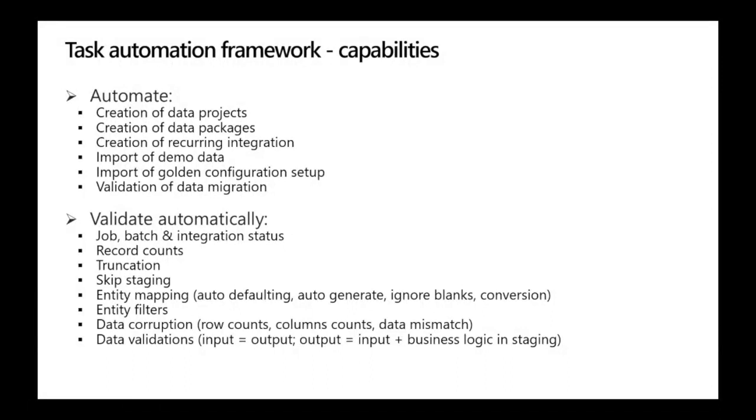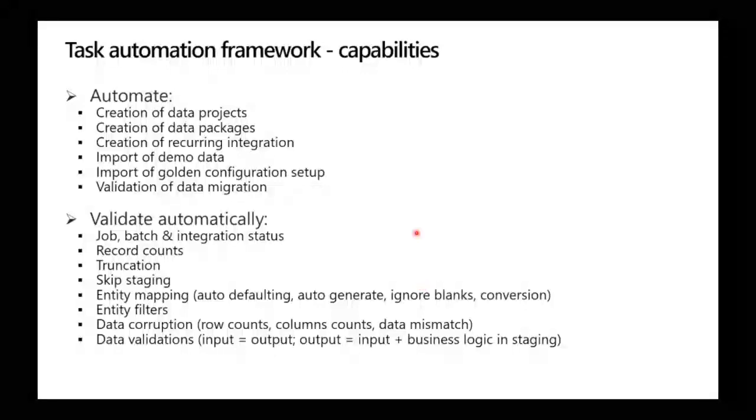We do have a lot of ideas of what we want to make sure into the future, typically more validations, like we want to make sure that whatever you have been giving as input is exactly the same as output, or maybe you even want to run some business logic verification and so on. So there is a lot of things that we still need to be adding to that framework. At this moment, the validation is limited to the first ones, which is the job batch statuses, record counts, truncation, and skip staging.